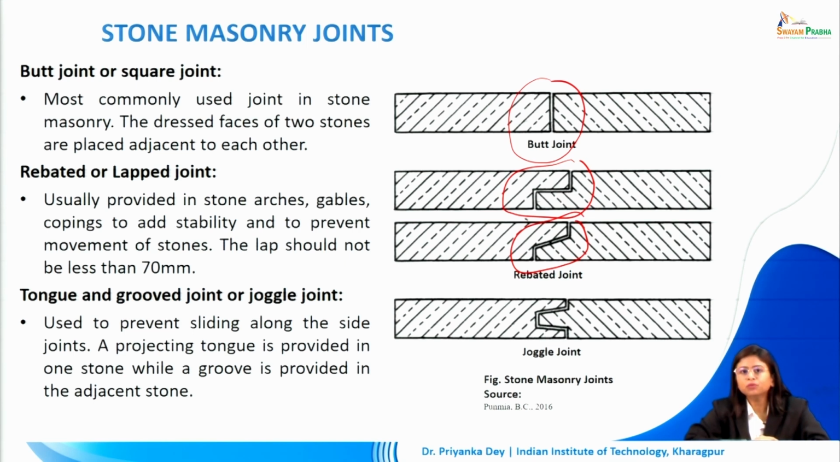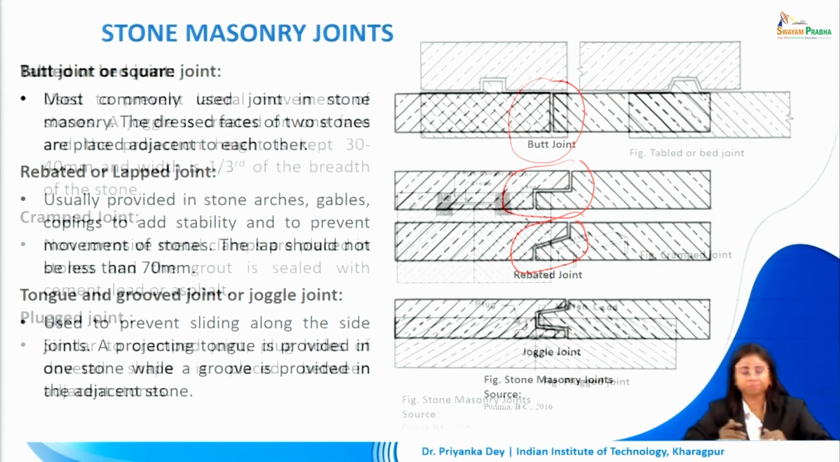The tongue and groove joint or the joggle joint is used to prevent slipping along the side joints, and there is a projection or a tongue which is provided on one stone, and there is a groove alternatively provided in the adjacent stone. So the tongue fits into the groove, and that allows us to bond the stones in such a way that slipping does not happen at the joints.